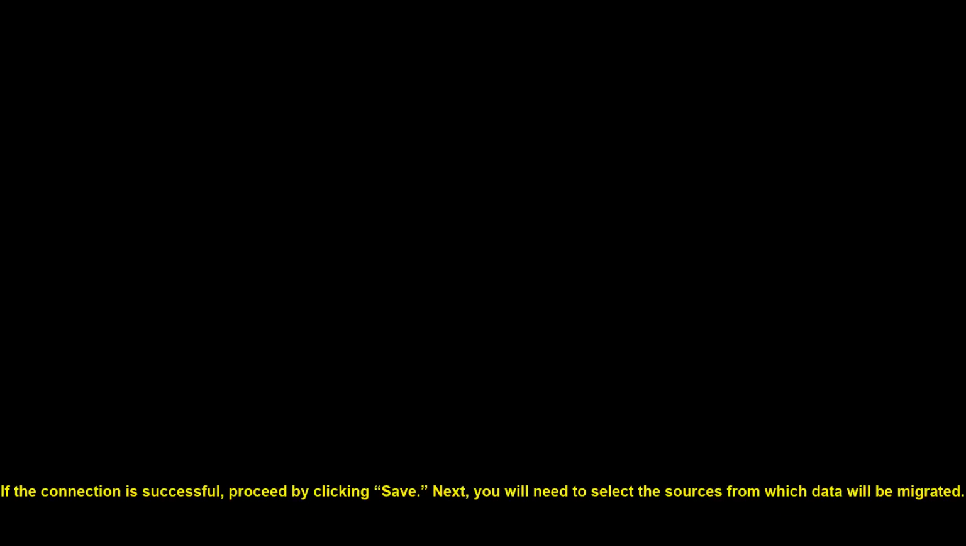Next, you will need to select the sources from which data will be migrated. Choose the specific data sources you want to connect to Stitch. After selecting your sources, configure any necessary settings for each source. Confirm that all configurations are accurate before proceeding.